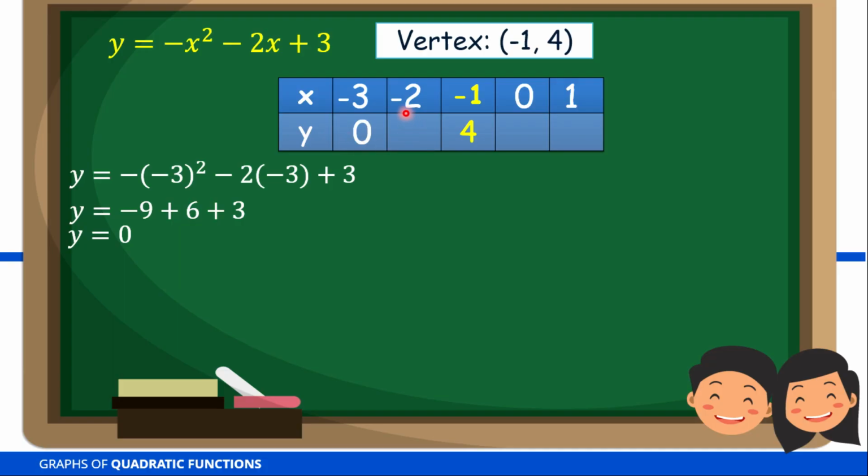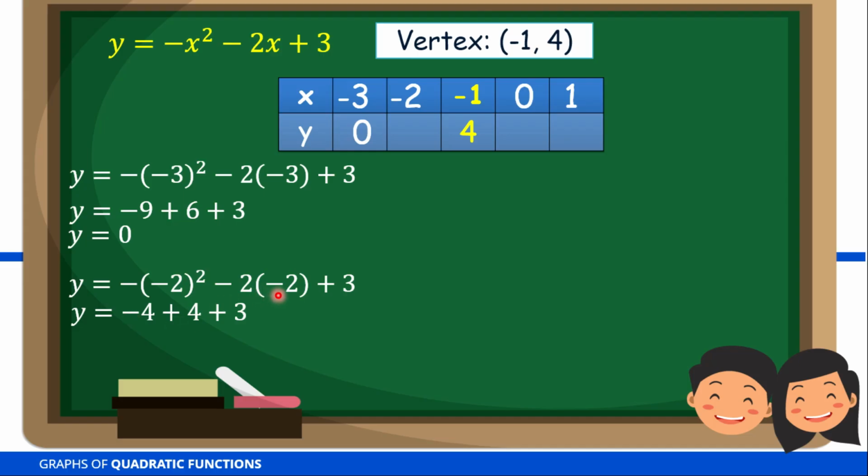Now, let's use negative 2. Ipalit natin sa ating variables ng quadratic function. So, we have y is equal to negative times the quantity negative 2 squared minus the product of 2 and negative 2 plus 3. Simplify. Negative 2 squared or negative 2 times negative 2, that is positive 4, times yung negative sa labas, we have negative 4.